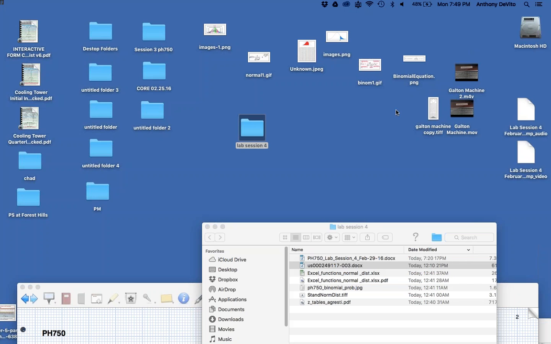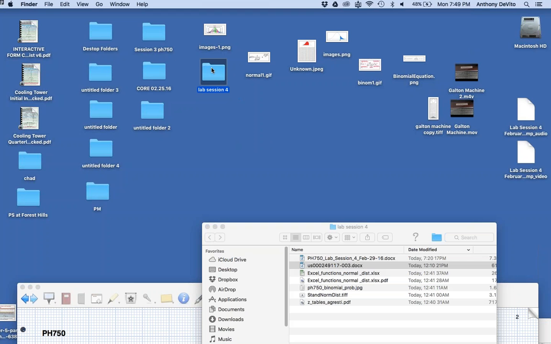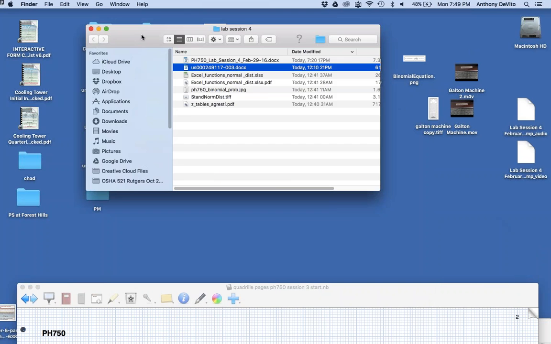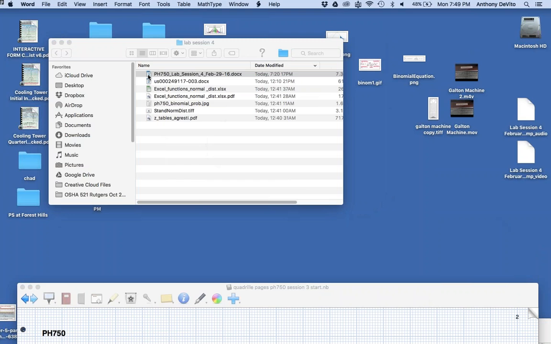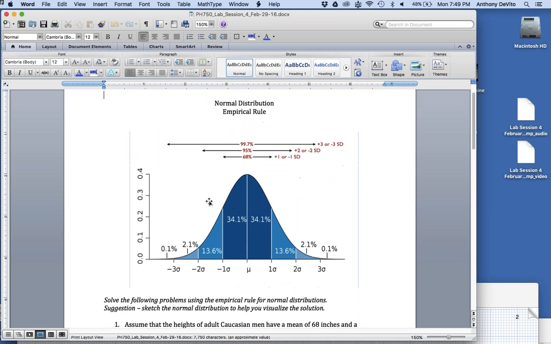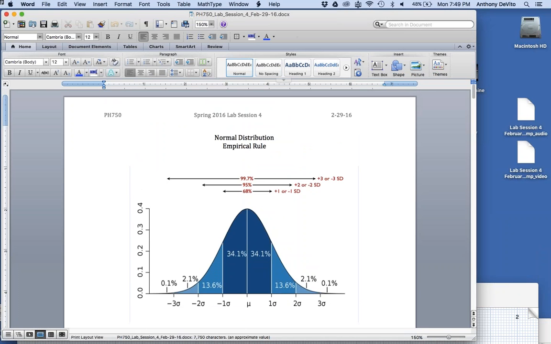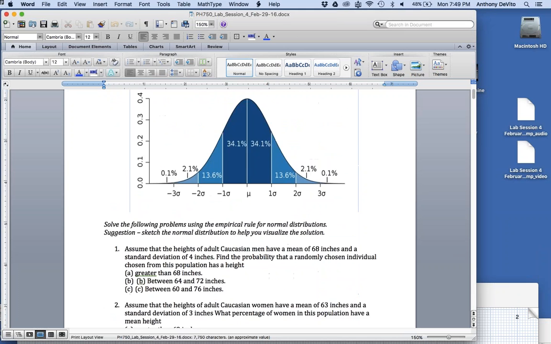Turn on recording now so that we can always go back here and look at this thing. And I have them on my desktop so I can get to it a little easier. It's entitled PH750 Lab Session 4, and it's a Word document. And it's going to refer to a bunch of other stuff that we're going to be working with as well.